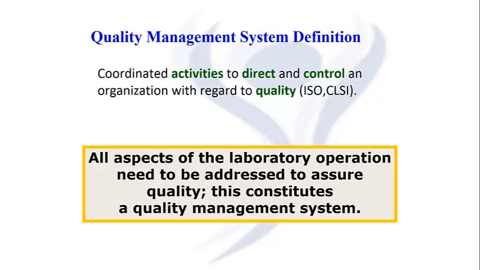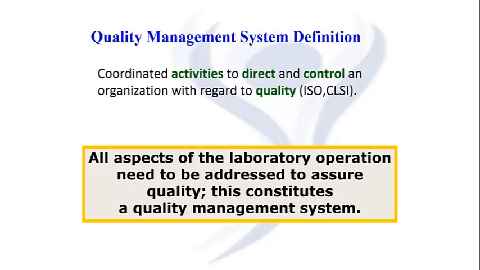The definition of quality management system. A quality management system can be defined as coordinated activities to direct and control an organization with regard to quality. This definition is used by the International Organization for Standardization, ISO, and by the Clinical and Laboratory Standards Institute, CLSI. Both groups are internationally recognized laboratory standards organizations and will be discussed later in this lecture.